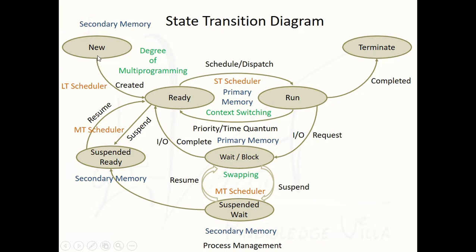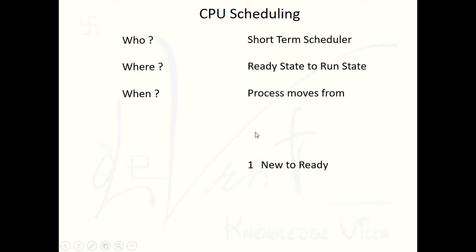So our answer is: either processes are arriving from the new state to the ready state, at which time CPU scheduling may occur, or processes are arriving from the wait or block state to the ready state. So first, processes arrive from new to ready state, or processes arrive from wait to ready state.